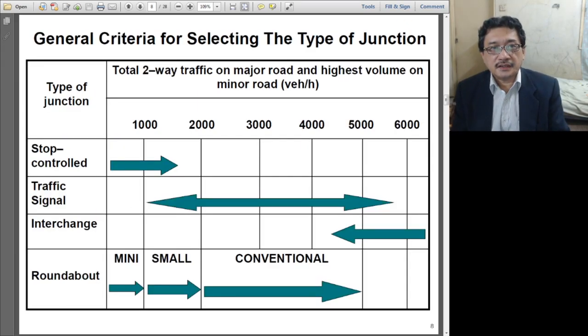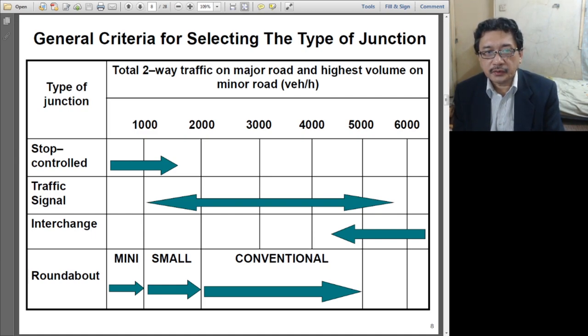Okay, this figure shows the general criteria for selecting the type of junction based on the total two-way traffic on the major road and the highest volume on the minor road in vehicles per hour. There are four types of junction shown: stop control, traffic signal, interchange, and roundabout. We can see that traffic signal is suitable for total vehicles of more than 1,000 vehicles per hour to about 5,500 vehicles per hour.